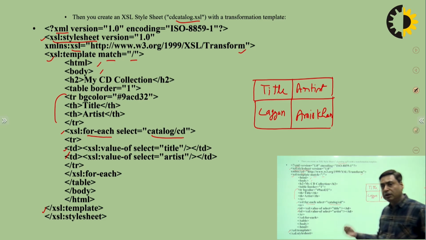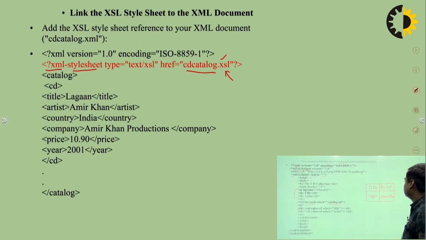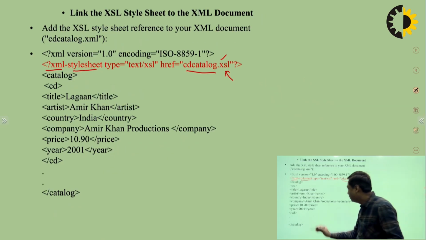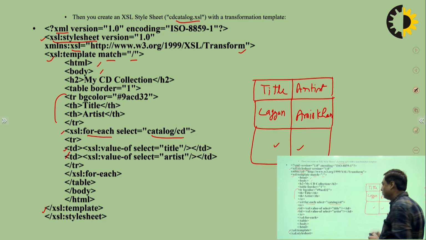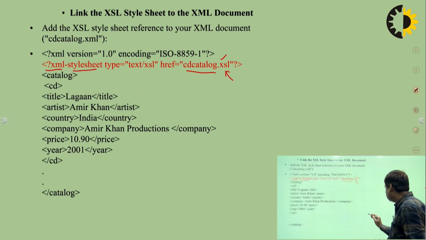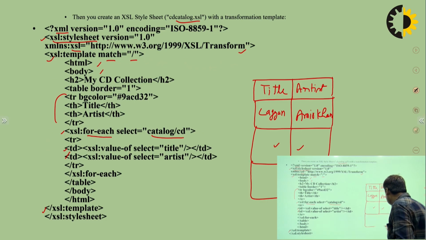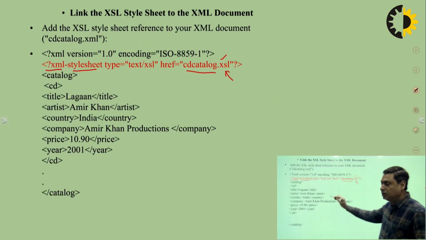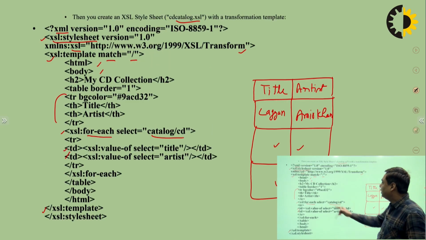And it will make a loop for all the CDs. So if there is one more CD, again it will be displayed here. If a third CD is there, the third CD information will again display here. So you can see that the XML data is formatted with the help of the Stylesheet in a tabular format.